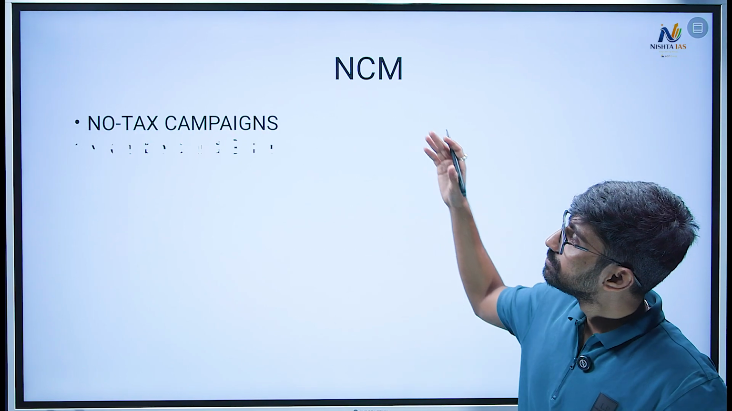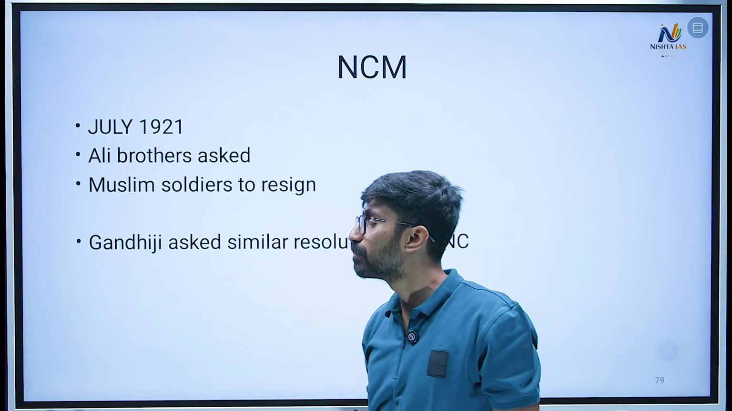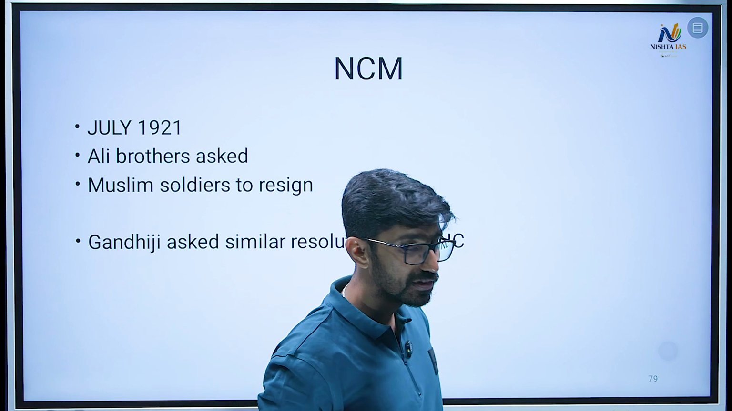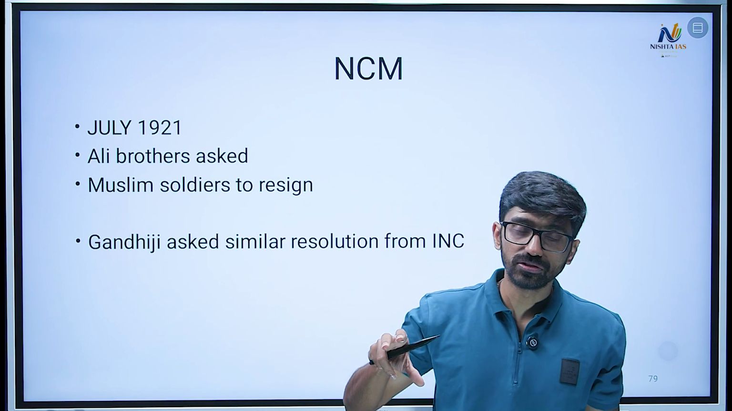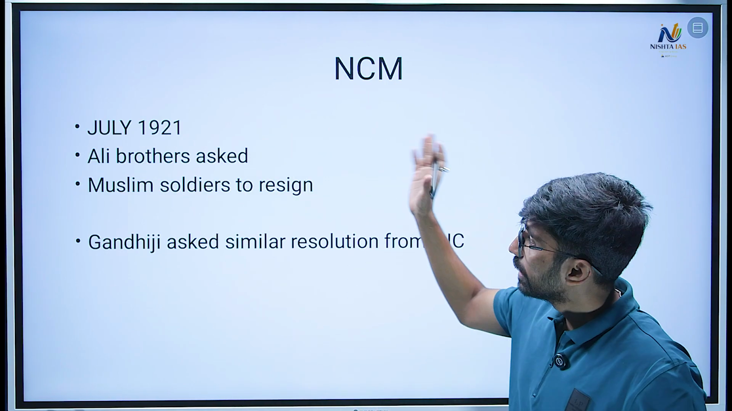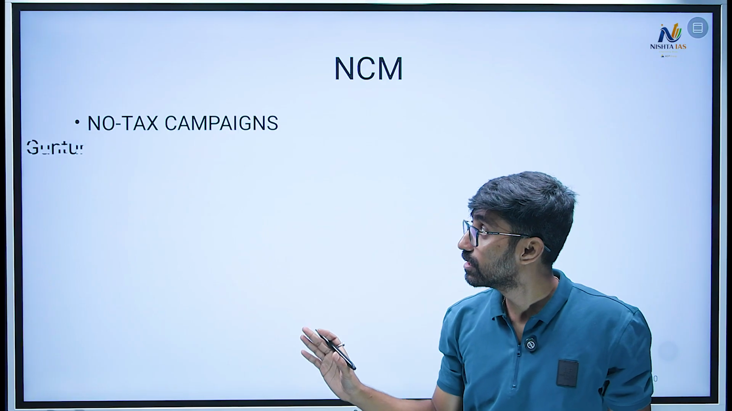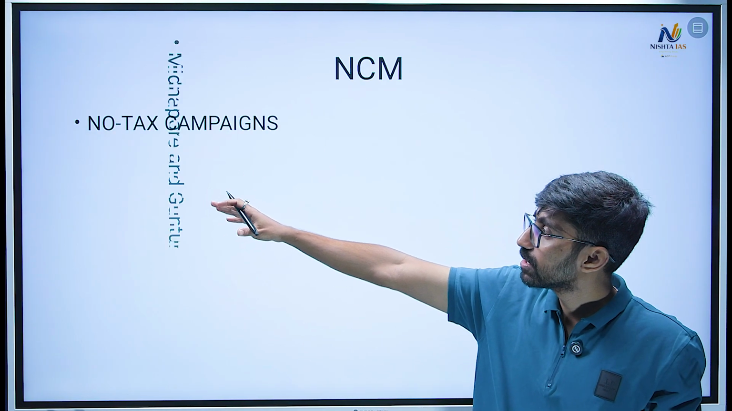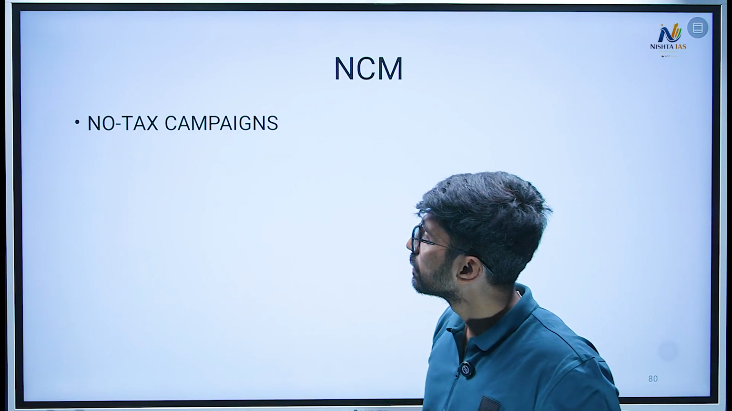Why is resigning from the army quite important? Because that was a pillar of support. We can talk about three administrative pillars: civil services, police and army, and that is what the British used to sustain their rule in India for a very long period of time. And now in NCM, in July 1921, the Ali brothers asked, we already talked about this, and again no-tax campaigns. In Midnapur and Guntur.